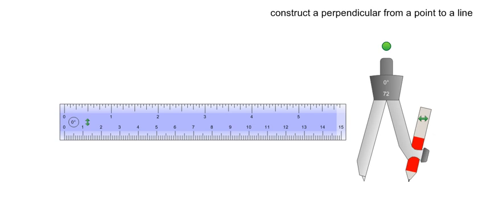Our last construction is going to be to construct a perpendicular from a point to a line. So please make sure that you label your notes like that. In order to do this construction, we're going to need, again, a working line. So let's go ahead and do that. Let's switch up color a little bit here.